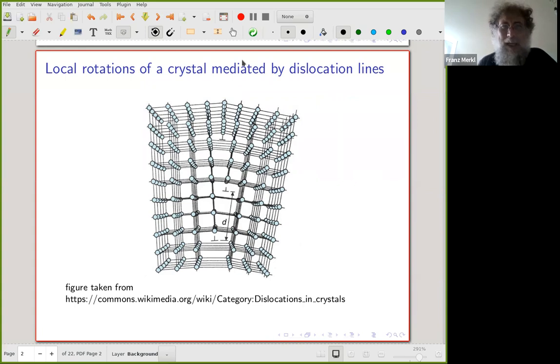I should mention that I have not drawn this picture. I hope you can see it. I've not drawn it myself since I'm not such a good drawer. I've taken it from Wikimedia. You can find the link here where it's from. So you can see here a crystal, but at this location here and this location over there are two dislocation lines, and here's the third one.